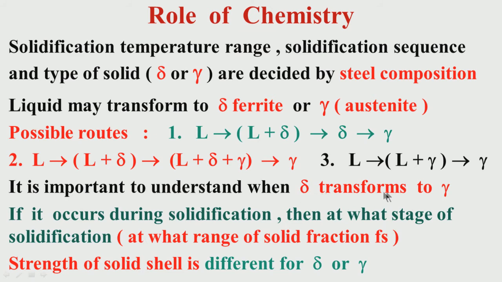So, again I am repeating, it is important to understand when delta transforms to gamma, as I was telling you, looking at the different figures. If it occurs during solidification, then at what stage of solidification, at what solid fraction: during the early stage of solidification, the later part, or still lower temperature, after solidification is complete? I have mentioned why all these are important, because the strength of the solid shell is different for delta and gamma. Whatever solid shell is forming has a different strength depending on whether we have delta or gamma.